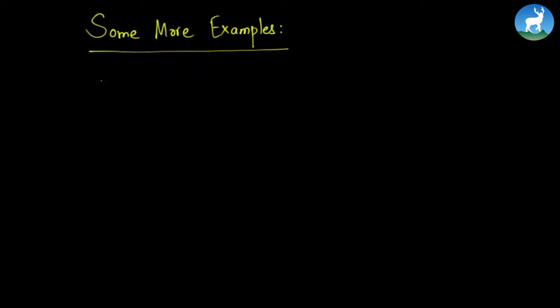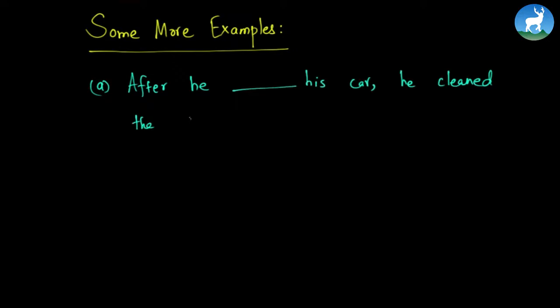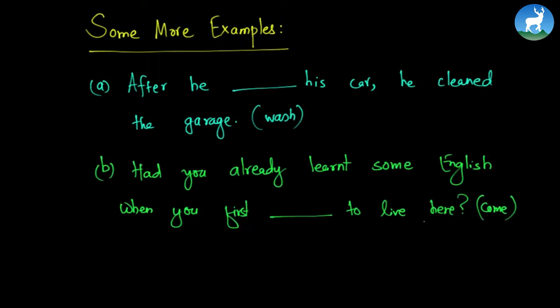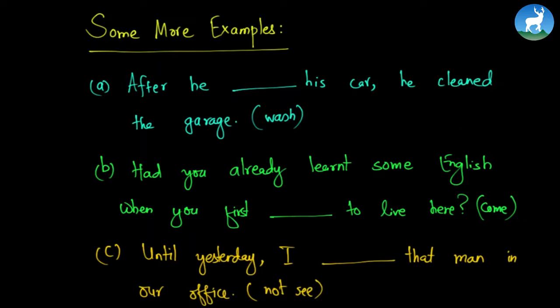The first one is: after he dash his car, he cleaned the garage. The word here is wash. Let's go to second example. Had you already learned some English when you first blank space to live here? The verb is come. Let's write another example. Until yesterday, I blank space that man in our office.